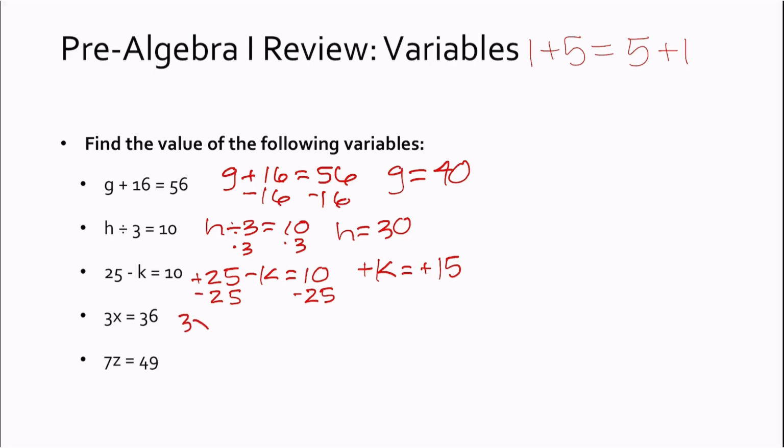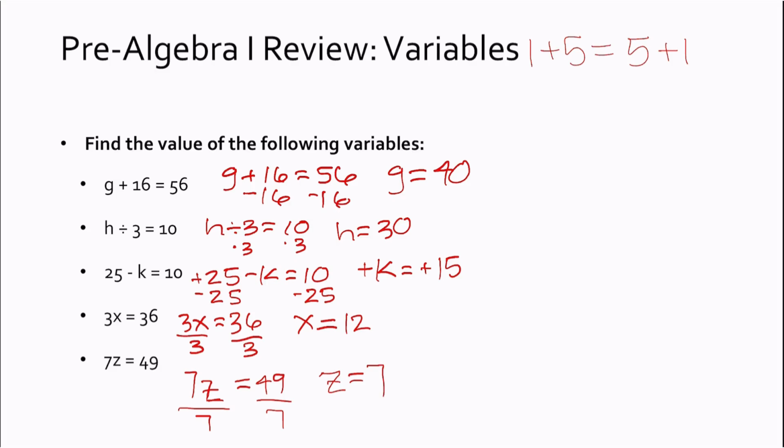Here I have 3x equals 36. 3 is multiplying that x. And since I'm multiplying, I want to divide both sides by 3 so that I get x equals 12. And then the last one, 7z equals 49. That 7 is multiplying, so I'm going to divide by 7. And so z equals 7.